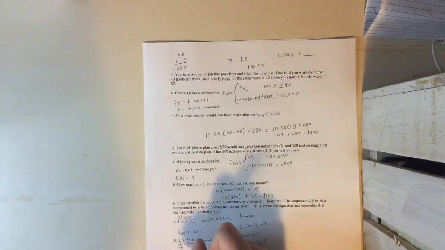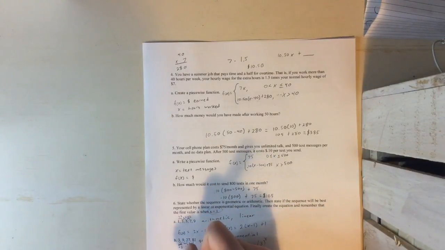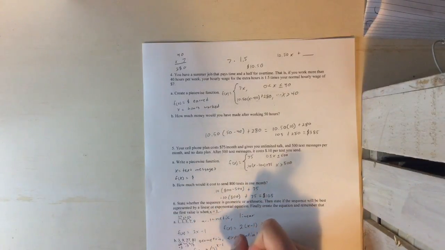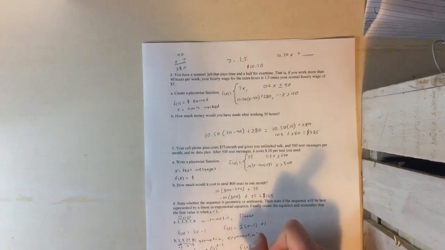Okay, moving on to C. So when we look at the sequence, we can see that it's always divided by 2, divided by 2, divided by 2. That's also the same as saying times 1/2, times 1/2, times 1/2. So we can end up writing this out as an exponential. It's geometric. Exponential will be the best way to represent it.